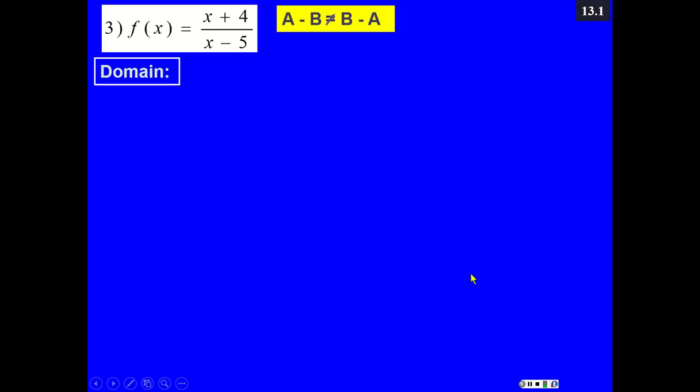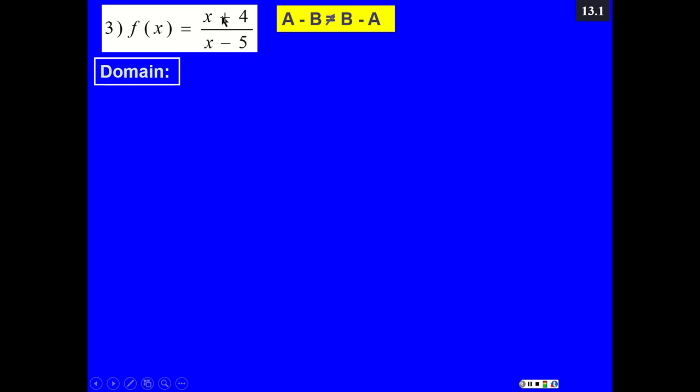Hi, this is Milani, and we are in chapter 13, section 1, problem number 3. From this problem, we are trying to find the increasing, decreasing, relative min, relative max. We are dealing with a fraction.